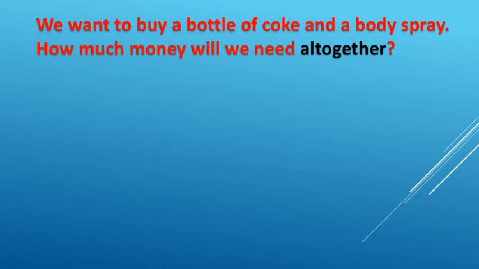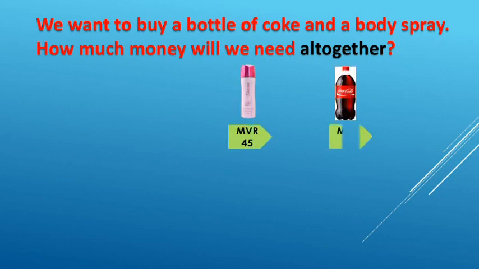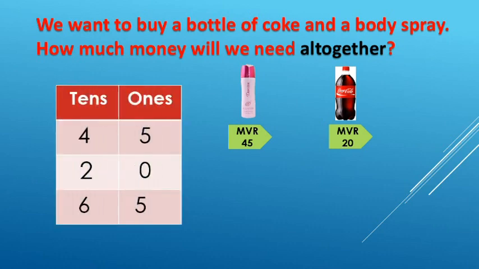We want to buy a bottle of Coke and a body spray. How much money will we need altogether? Body spray is 45 rupiah and Coke is 20 rupiah. So we have to add 45 and 20. So 5 plus 0 is equal to 5 and 4 plus 2 is equal to 6. So we get 65.